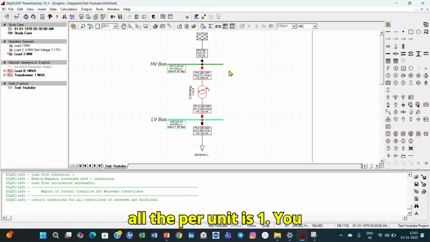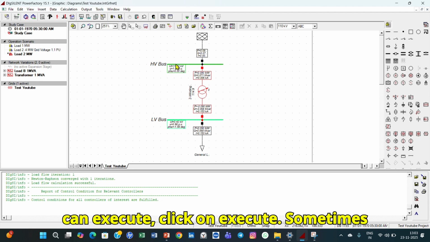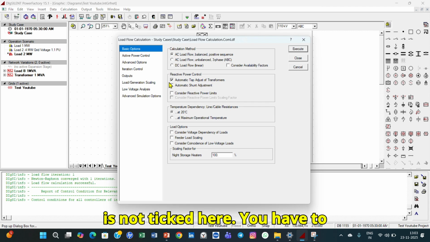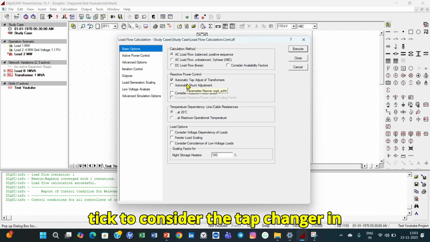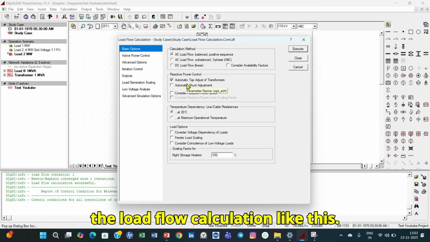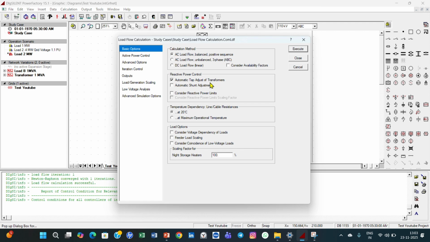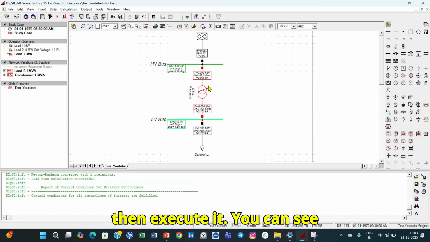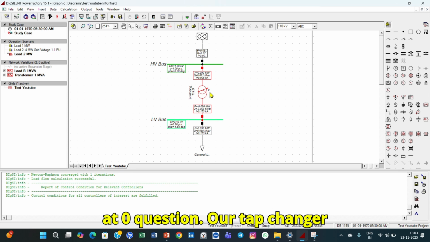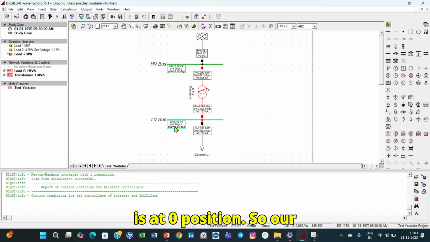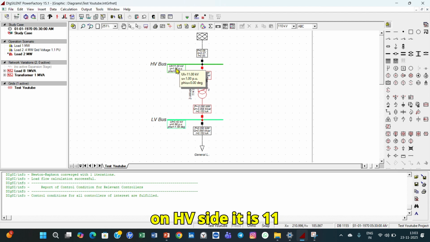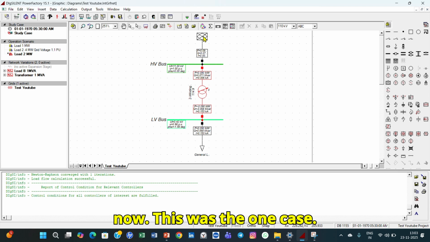Now first of all, the per unit is 1. You can click on execute. Sometimes it is not ticked here. Generally it is not ticked here. You have to tick it to consider the tap changer in the load flow calculation. Tick this automatic taps adjustment of the transformer, then execute. You can see it's mentioning that our tap changer is at 0 position, so our voltage on the LV side is 0.98, and on the HV side it is 11. Now this was the one case.